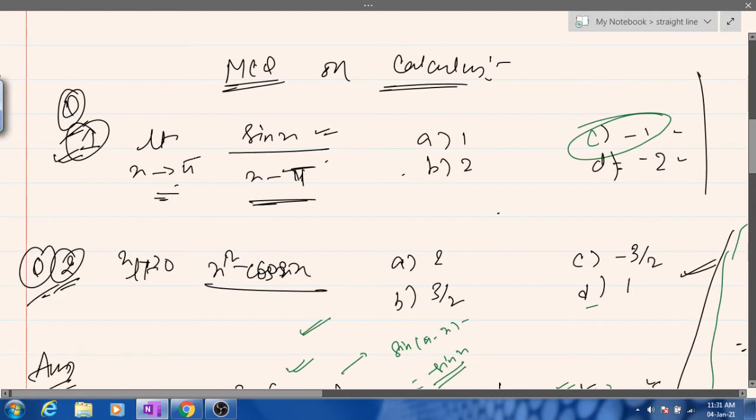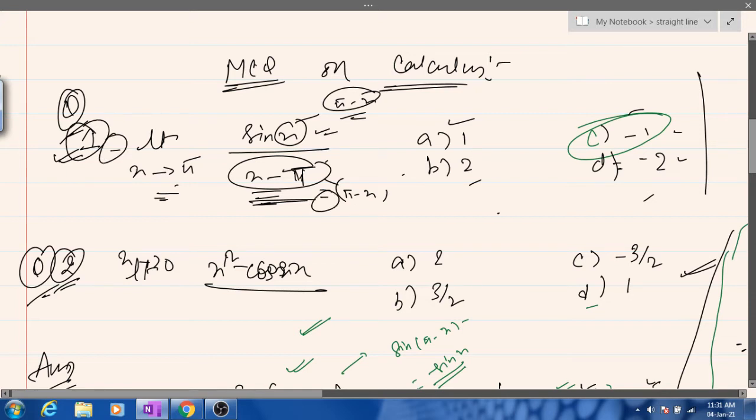So limit x tends to pi, sin x by x minus pi. Options are 1, 2, minus 1 and 2. So first of all I'll give you a hint of this. This will be turned as pi minus x, and this thing will be pi minus x taking minus common. Take this minus 1 common outside and then bring this to LHS. You'll be getting minus 1 as your answer.